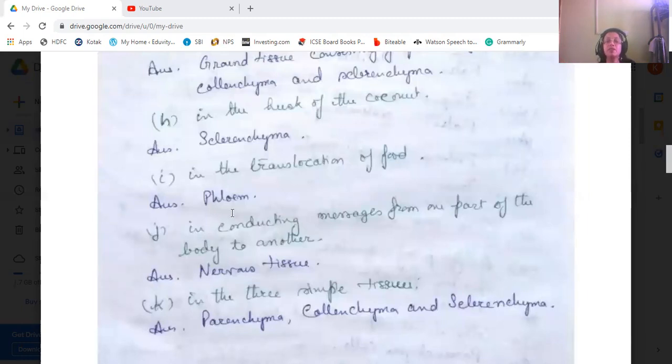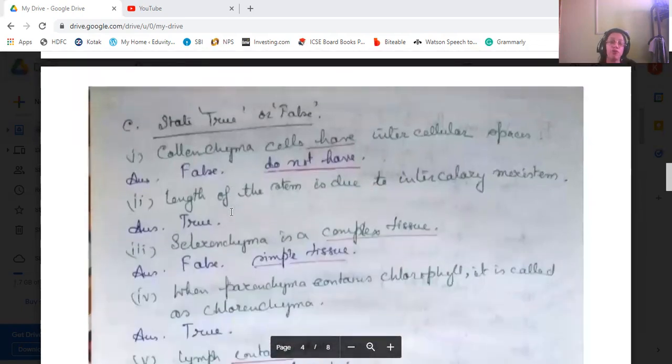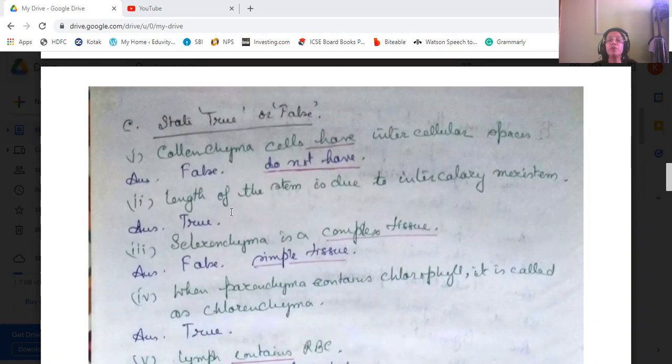Okay. Next, we are coming to the true or false, number C question. First question in the C is, collenchyma cells have intercellular spaces. False. The statement is false, because the collenchyma cells do not have intercellular spaces. The cells are very tightly packed. Okay. The length of the stem is due to intercalary meristem. That's true. The intercalary meristem lies just below the node. So this is the intercalary meristem. Due to this, the length of the stem increases.